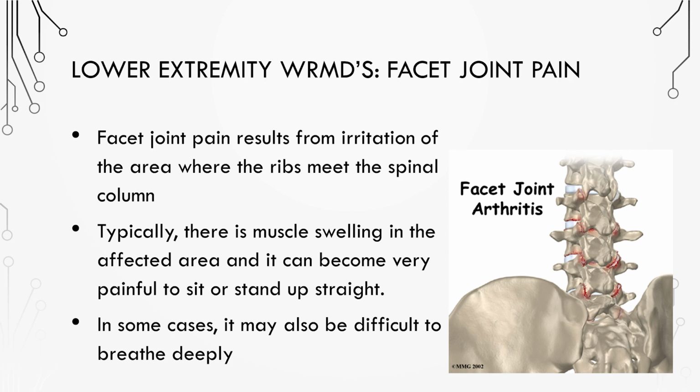Facet joint pain occurs where the ribs meet the spinal column, often manifesting as inflammation and irritation that leads to swelling. This condition can lead to significant pain during forward and side bending activities. Inflammation of the facet joints leads to palpable swelling that's accompanied by severe pain that may make it difficult to sit or stand upright. In some cases, it may even be difficult for the individual to breathe deeply. Facet joint syndrome is an arthritis-like condition of the spine that's caused by degeneration of the cartilage and is usually caused by poor posture and repetitive movements.